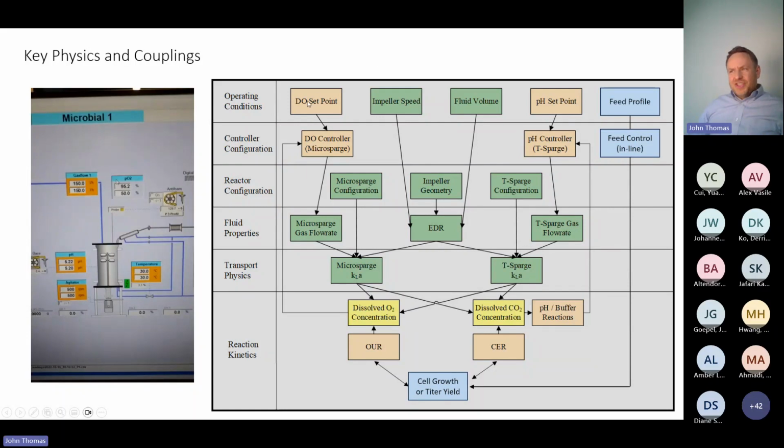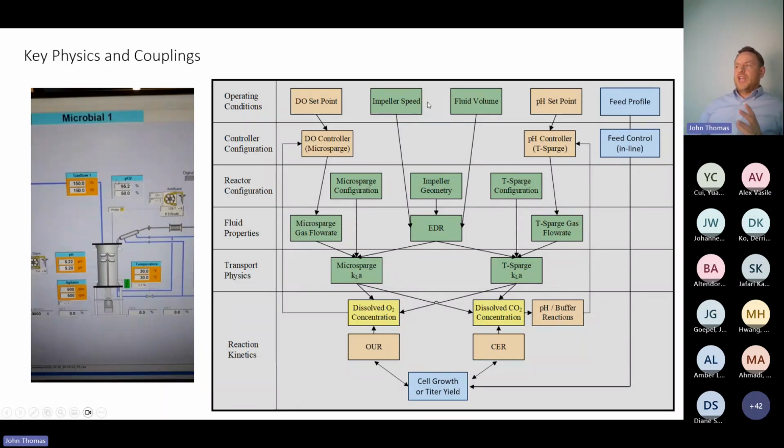So I can change the DO set point. I can change the impeller speed, fluid volume, pH set point. And what that informs down below, the next layer, is the actual controller configuration. If I set the DO point or set the pH value, that's going to inform some sort of controller response. And yes, I may have the wherewithal to change the controller parameterization. Maybe I can change the gain or the reset time, which is all well and good. But this isn't something that I'm going to be changing all the time.